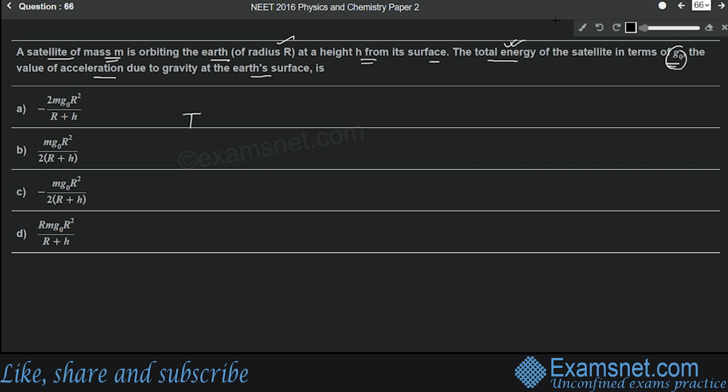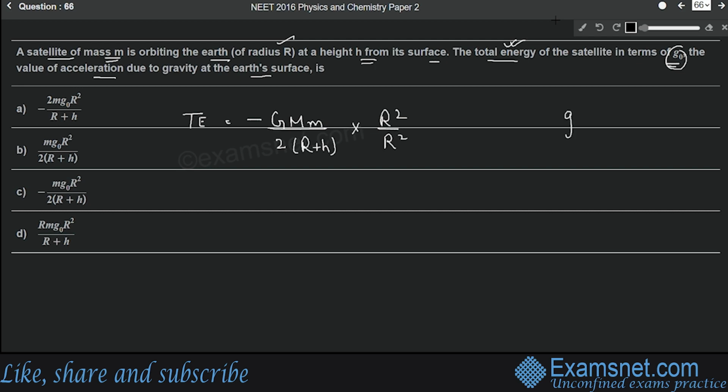Okay, and we know that the total energy is equal to minus G, that is gravitational constant, into mass of the earth into mass of the satellite upon 2 times (r plus h), where r is the radius and h is the height. Okay, so we have to find the total energy in terms of small g, not in terms of capital G. So we'll convert it in terms of small g. Let's multiply and divide this by r square.